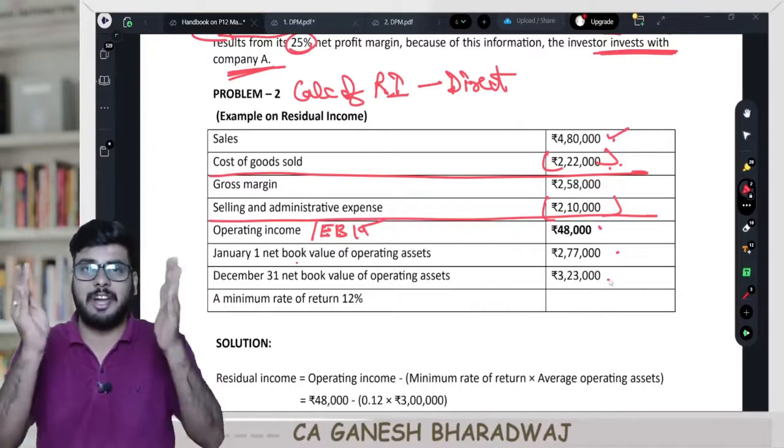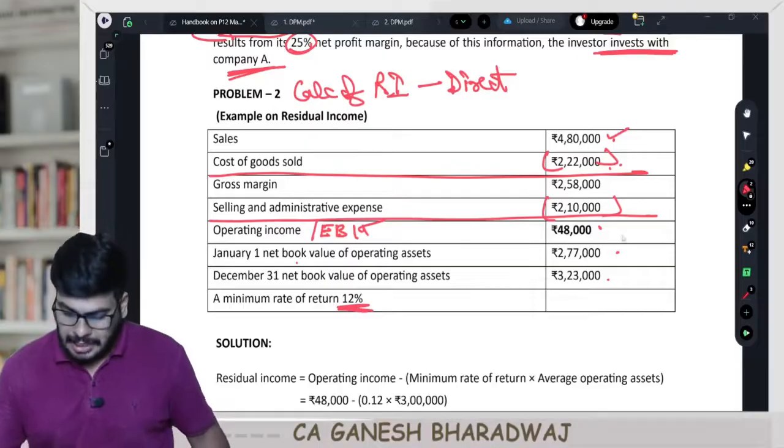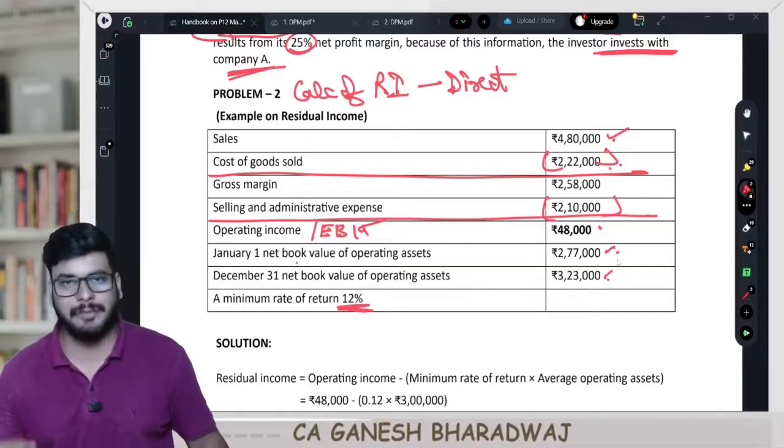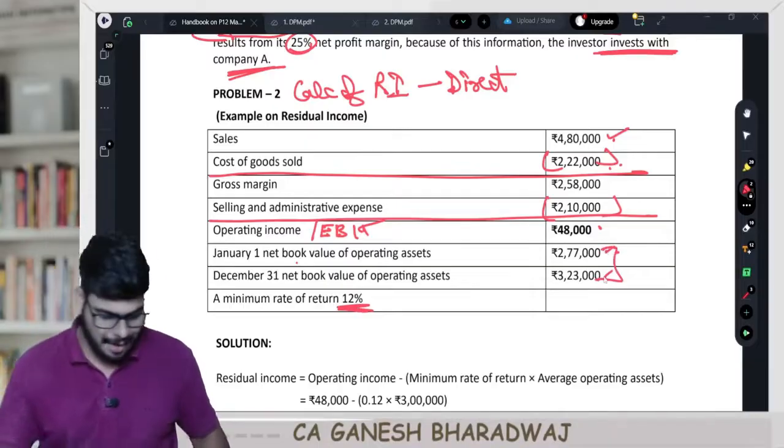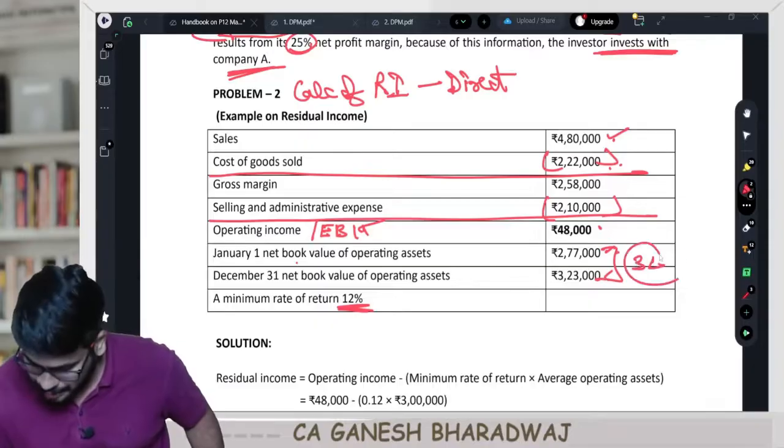So now I need to take operating assets and multiply that with the minimum required rate of return of 12%, correct? So which asset should I take, opening value or closing value? If both the values are given, take a simple average of that. 2,77,000 plus 3,23,000 divided by 2. How much is that? 3 lakh rupees. Are you clear with this?